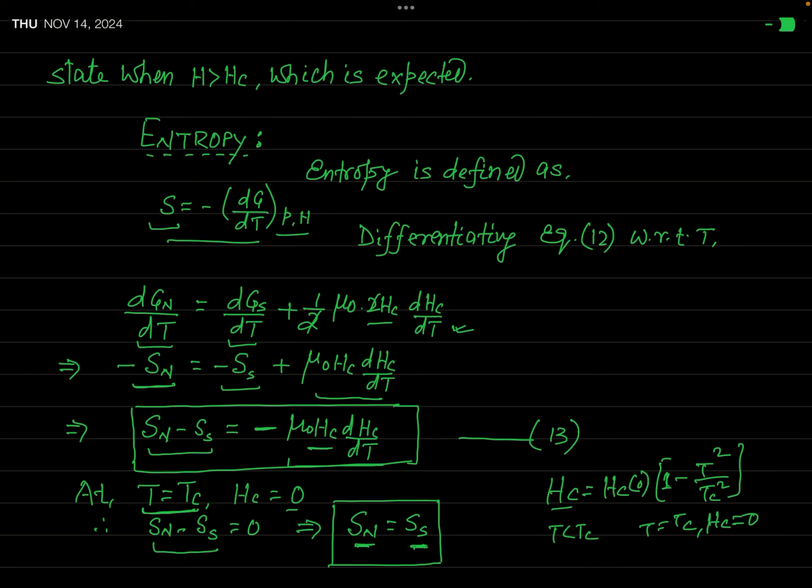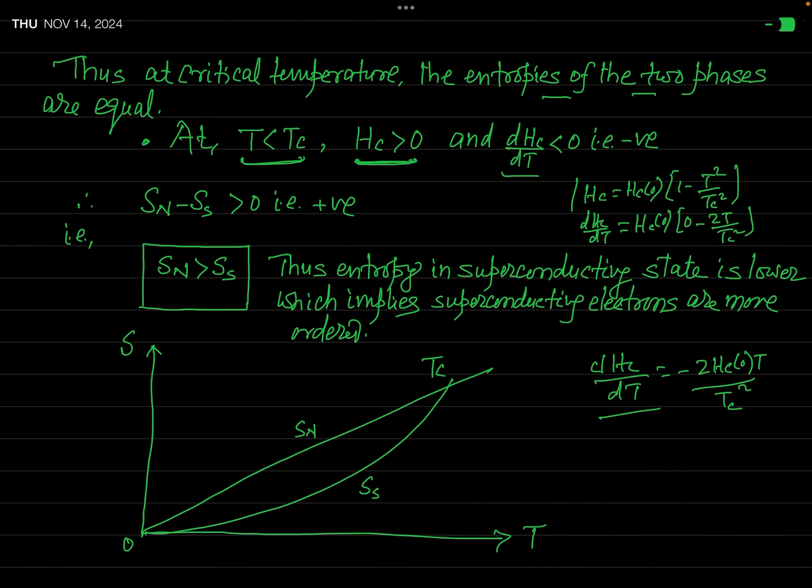And if it is plus, it means Sn minus Ss is greater than 0. And so you have seen, I have written Sn minus Ss is greater than 0, that is positive. It means Sn is greater than Ss. It means the entropy of our system in normal state is greater than its entropy in superconducting state.